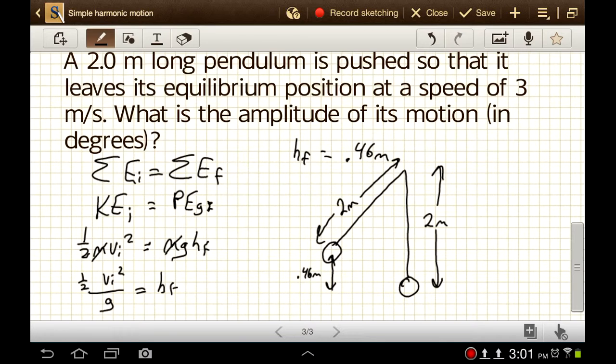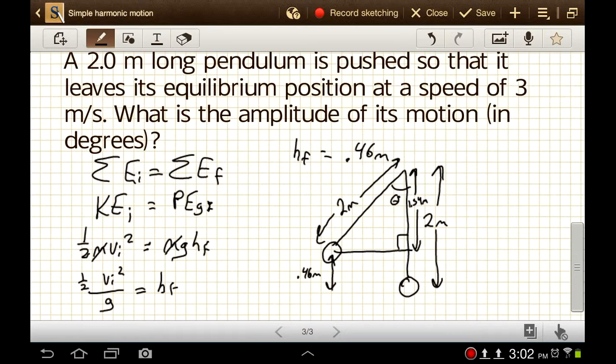So then we can just make a right triangle. I'll just connect this point right here. That's a right triangle, and we want to figure out the biggest angle theta that it gets to. So this distance I can figure out by saying, well, this total distance is 2 meters, and just this one little section, that's 0.46 meters. So this distance must be 1.54 meters. That's from here to here.